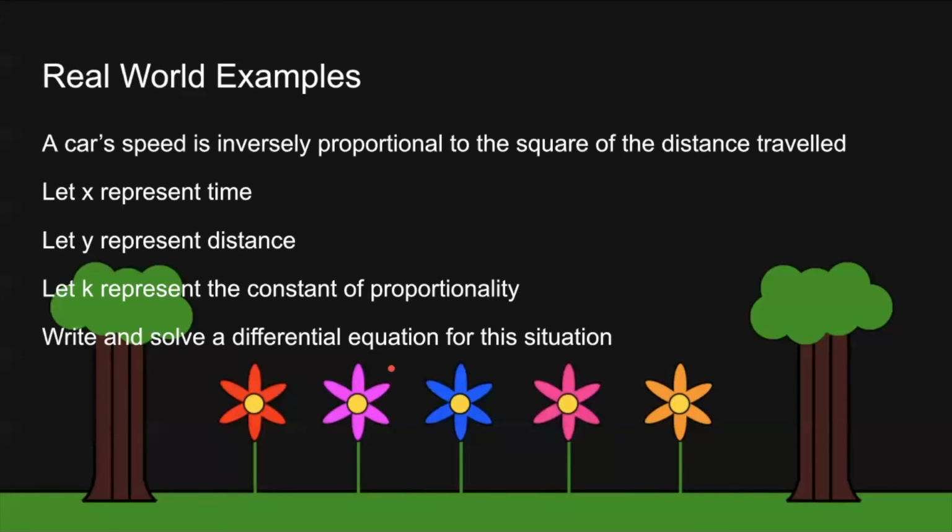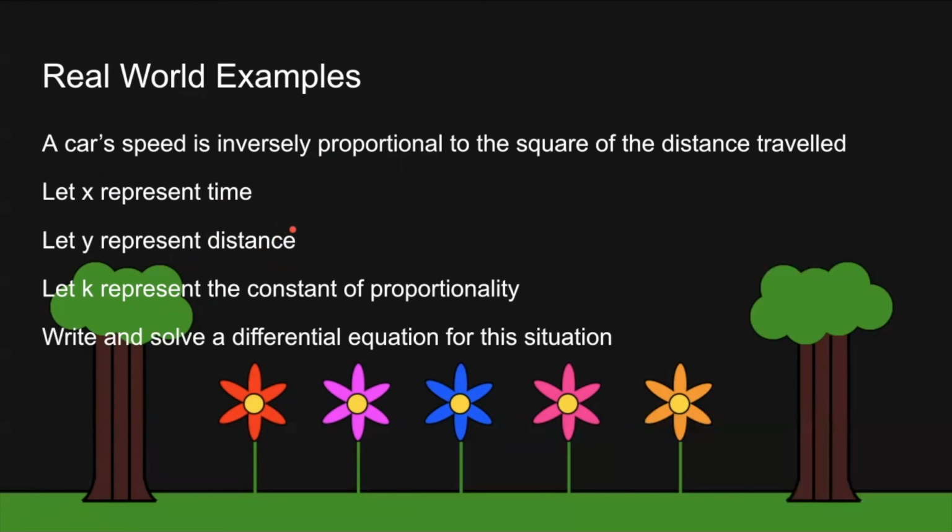So what are some real world examples? Well, here's an example. A car's speed is inversely proportional to the square of the distance traveled. And let x represent time, let y represent distance, and let k represent the constant of proportionality. Write and solve a differential equation for this situation.